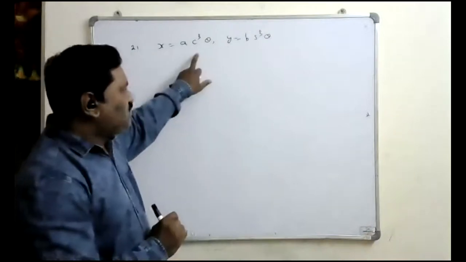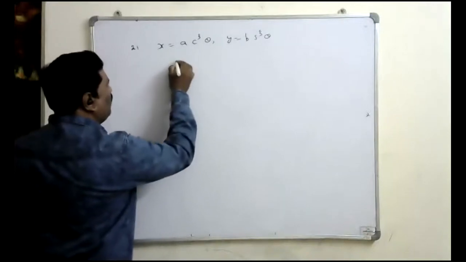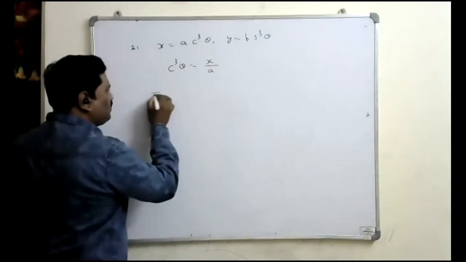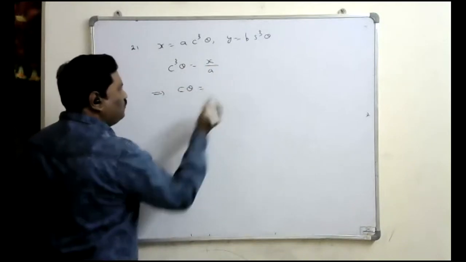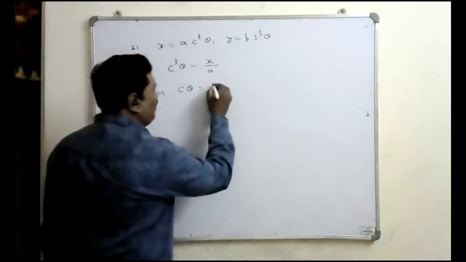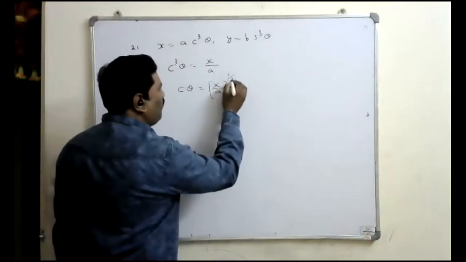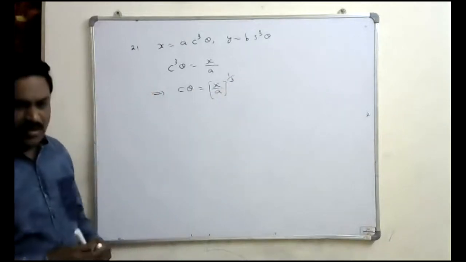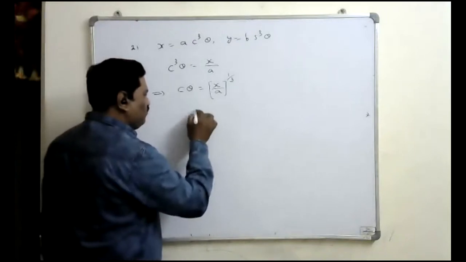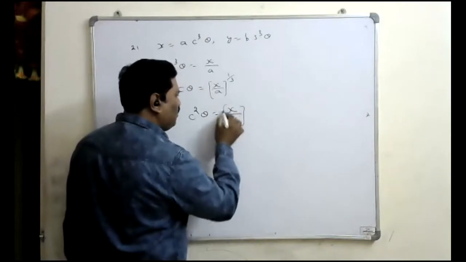That's why from this, I will find the value of cos theta. Cos cube theta is divided by a, so cos cube theta is x by a. That implies cos theta is equal to x by a whole power 1 by 3, because the power 3 goes to the other side and becomes reciprocal. Now, square it on both the sides. Then cos square theta is equal to x by a whole power 2 by 3.